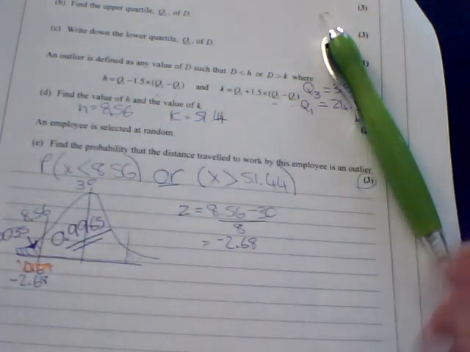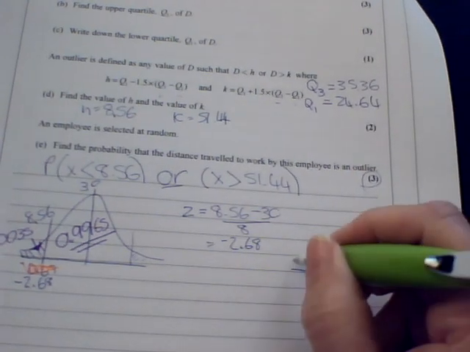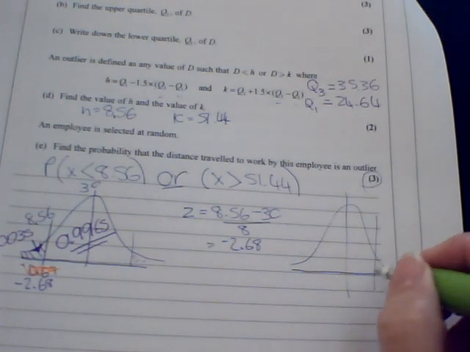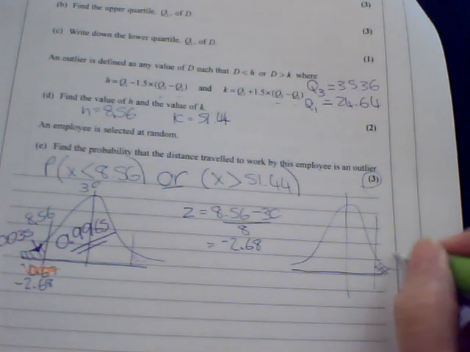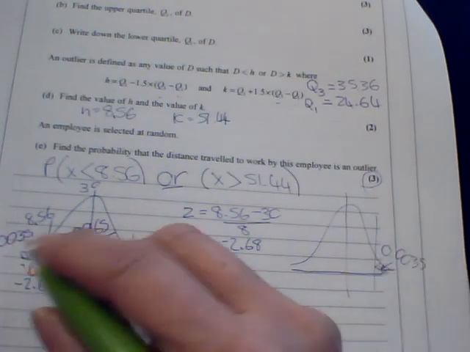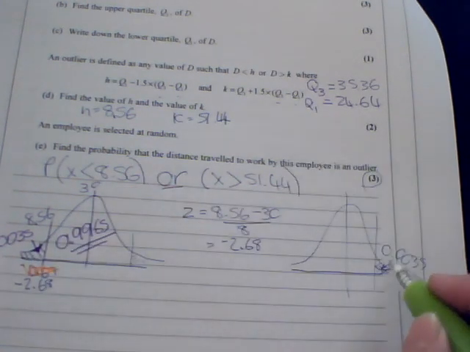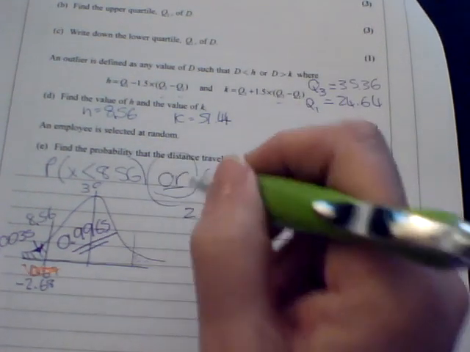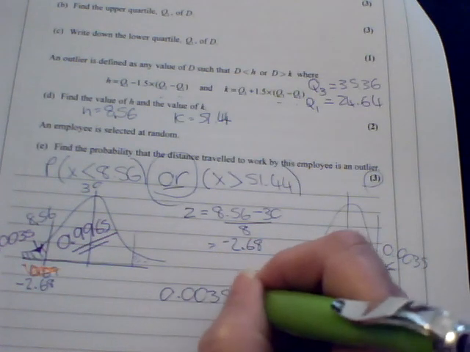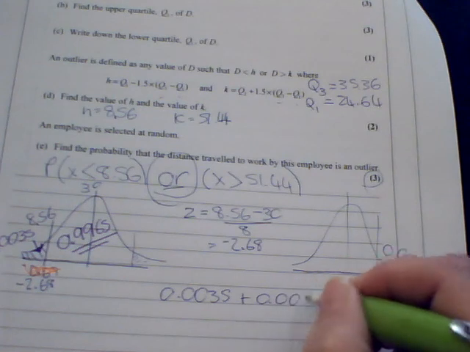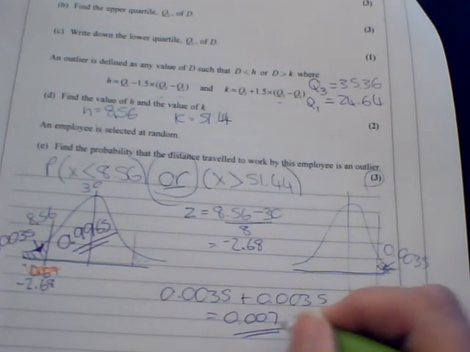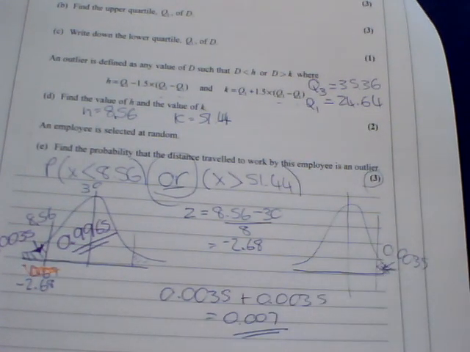Okay, now we know for the other one it's going to be the same because they're symmetrical, aren't they? Because we just took them away from each other and used the same distance and everything. So we want this area here as well, which is going to be the same. 0.0035 is going to be that area there too. And it could be this or it can be that. So we're going to add them together because we've got that golden or. So 0.0035 plus 0.0035 gives us 0.007. Okay, that's the probability that they're going to be an outlier.